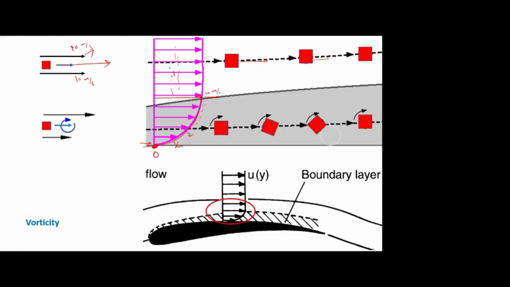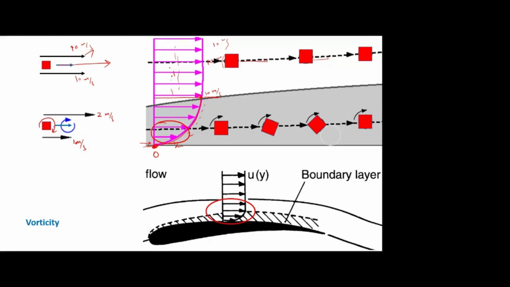At the end only it reaches 10 meter per second. After that it is constant 10 meter per second free stream. So inside this boundary layer, there is a velocity difference across each streamline. For example, if you take these two streamlines, assume here it is 1 meter per second, here it is 2 meter per second. So here also the particles are translating, but due to this velocity difference, this particle will rotate.